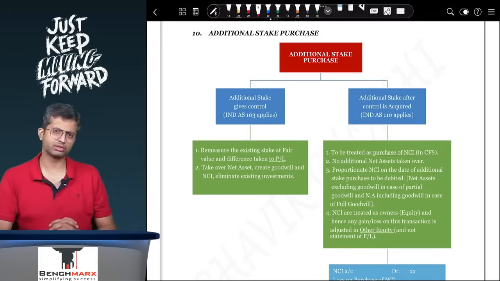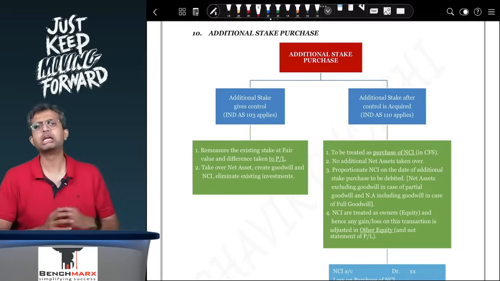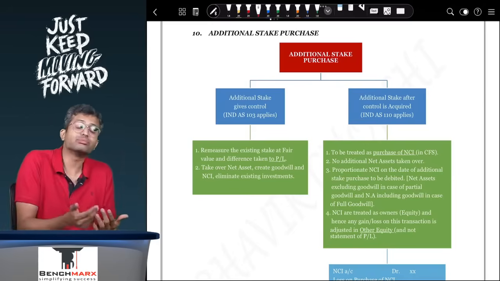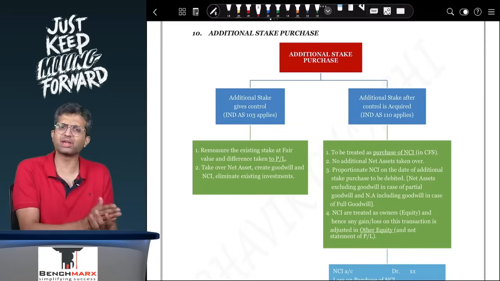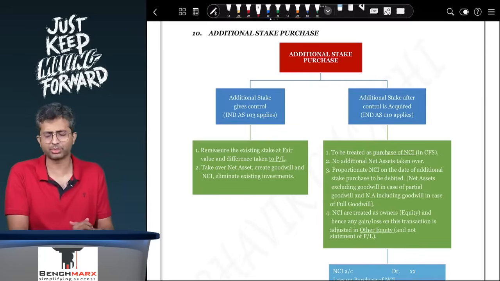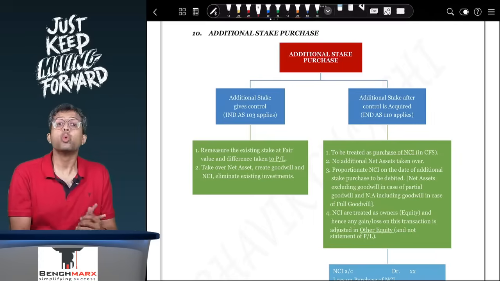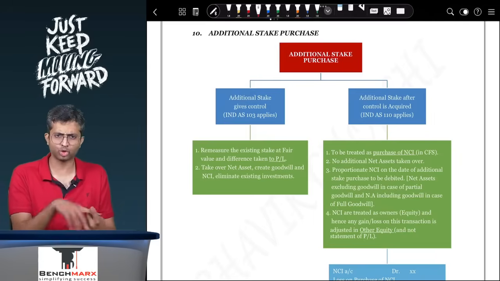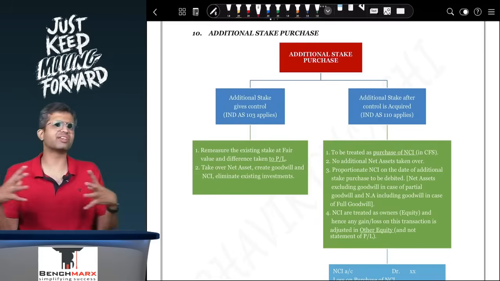You would have done that in business combination in various big sums. Second, if there is an additional stake which does not give you control, or it is after control is acquired, like you already have an 80% stake and then you acquire another 20% stake, then what will be the effect? Well, this is a transaction. How will you treat it? Will you treat it as purchase of investment? The answer is no, because in my CFS, I show all the assets and liabilities.